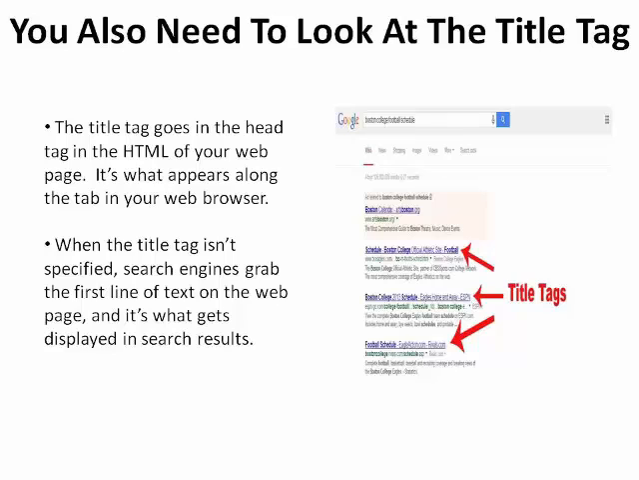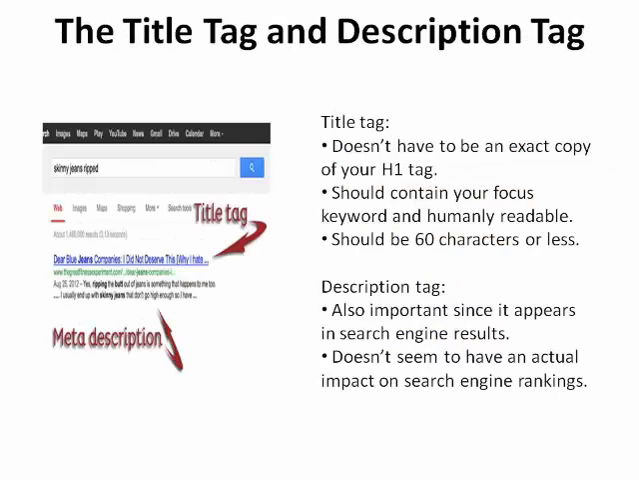After the actual content, you need to look at the title tag. The title tag goes in the head tag in the HTML of your web page. It's what appears along the tab in your web browser. When the title tag isn't specified, search engines grab the first line of text on the web page. This is what gets displayed in the search results. The title tag doesn't need to be an exact copy of your H1 tag, though it should contain your focus keyword and be human readable.